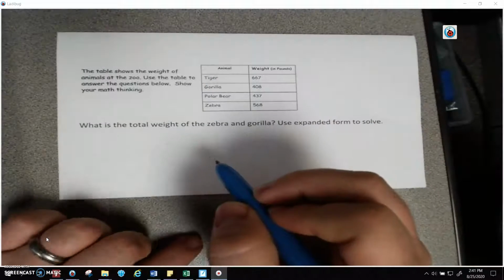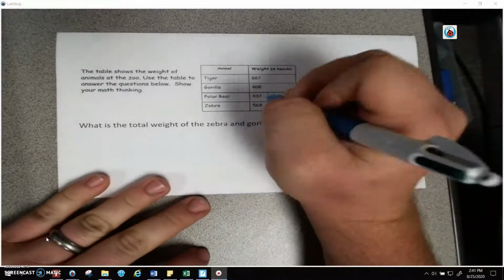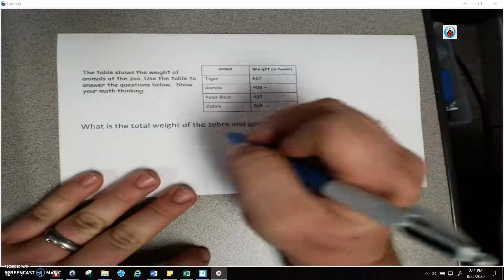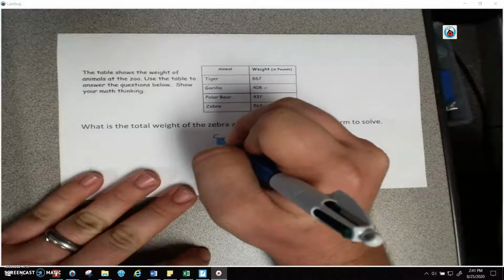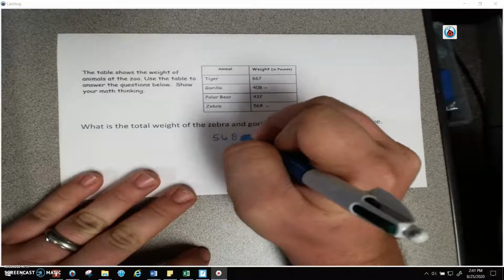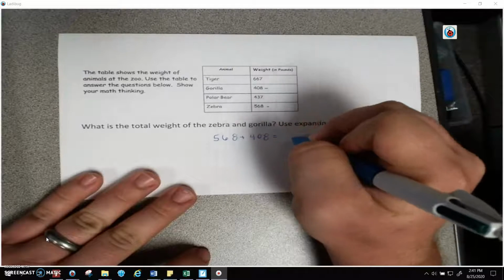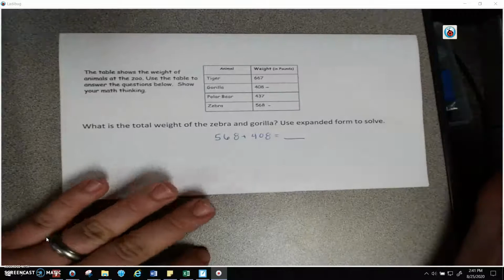Alright, hopefully your equation matches what I'm about to write. So I know that the zebra is 568 pounds and the gorilla is 408 pounds. So you should have written 568 plus 408 equals blank. Alright, so that's what we're solving.